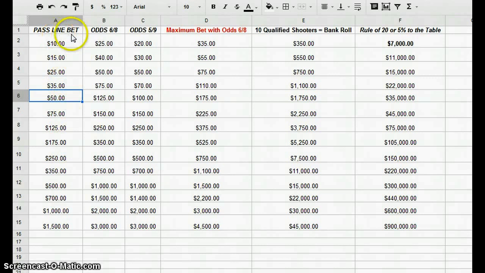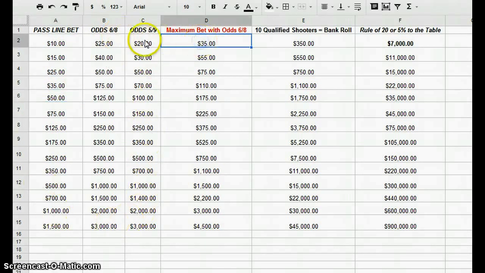Again, this video is not so much about these bets, but about understanding starting bankroll. The maximum bet at this level is $35. The maximum bet at this level is $175, because at the 6 and 8 you're taking more odds. This would be considered the maximum bet at any progression. To determine your betting stake or your bankroll, you basically multiply that by 10. So you need enough money for 10 qualified shooters.